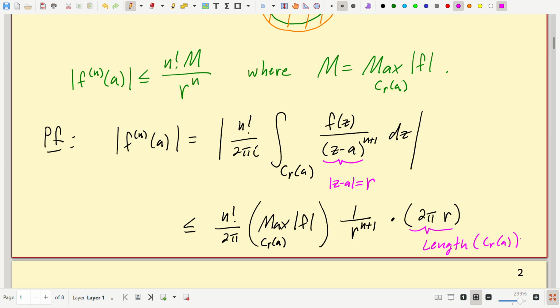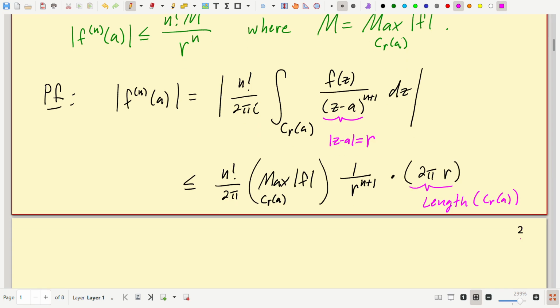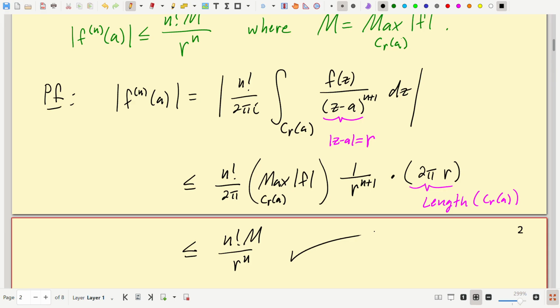And note, that's where one of those powers of r gets canceled by the 2 pi r, and the 2 pi goes away, cancels. And so sure enough, this is less than or equal to n factorial times M divided by r to the nth power. So check. That's all there is to that.